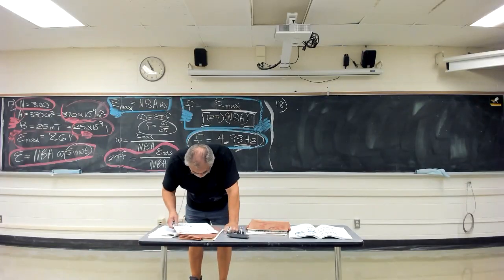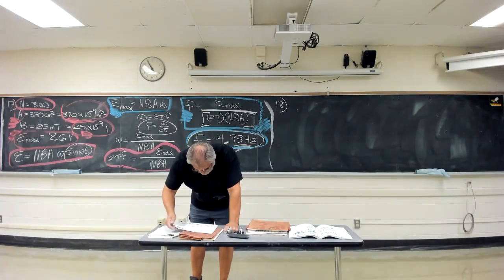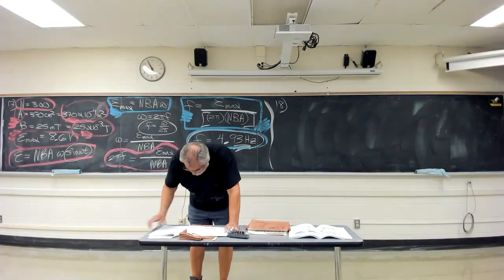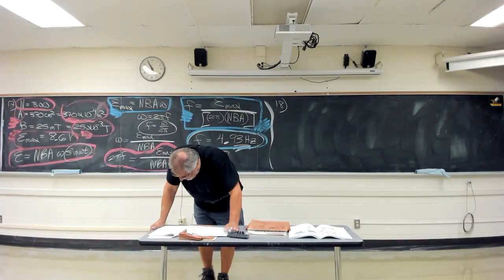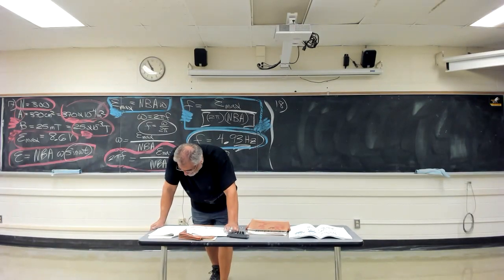See what 18 says. For number 18, the current in a coil with a self-inductance of 2.4 millihenries, which is what? Well, that's 2.4 times 10 to the negative 3 henries.